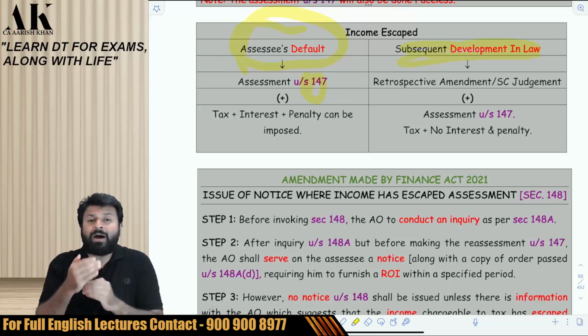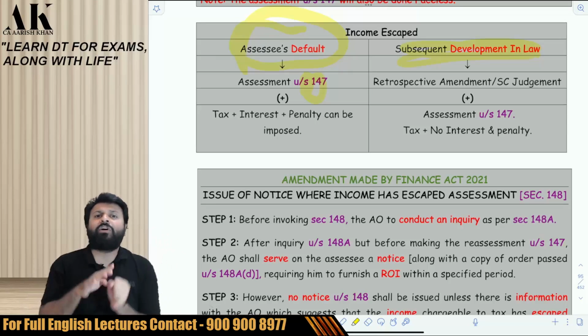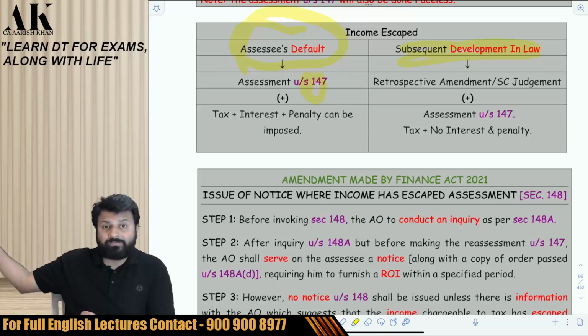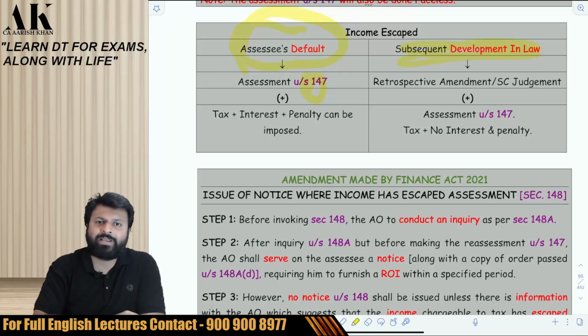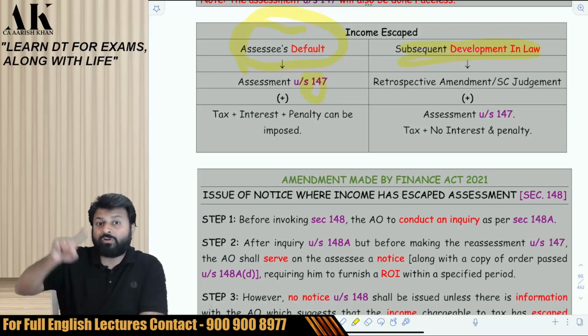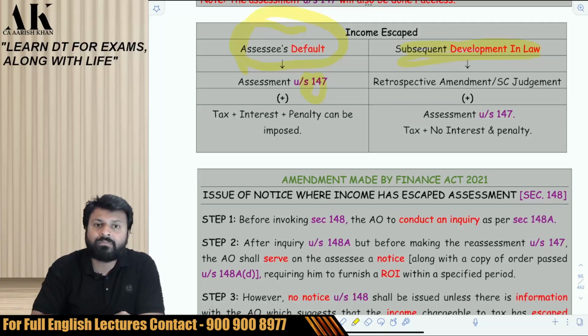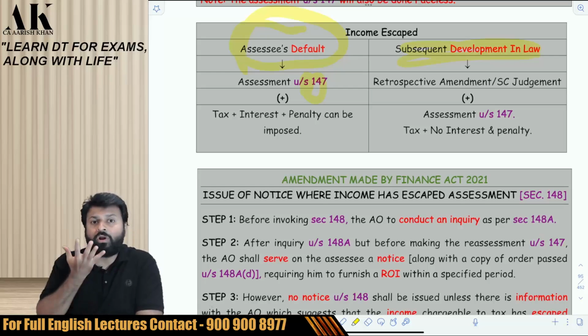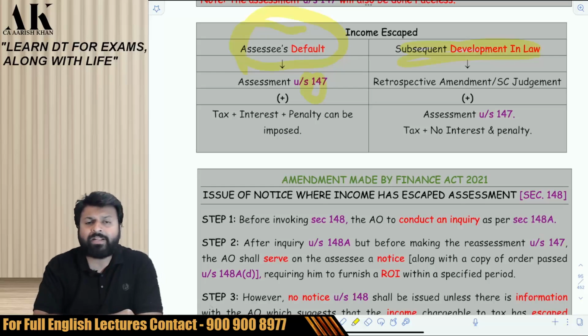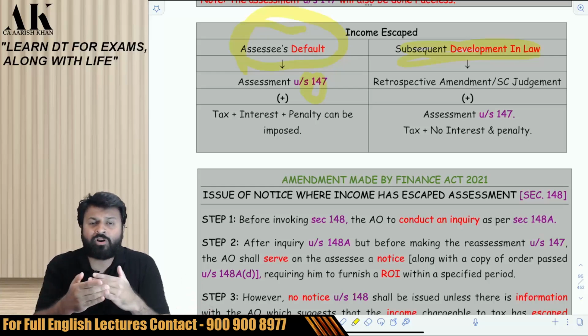This gives my assessing officer the power to open my assessment of 4 years back and disallow my expenditure, because this judgment was not in the knowledge of the officer 4 years back, and now it has come into his knowledge because of the subsequent development in the law. Subsequent development in law can happen because of judgments of the Supreme Court, or because of a retrospective amendment made in the law.